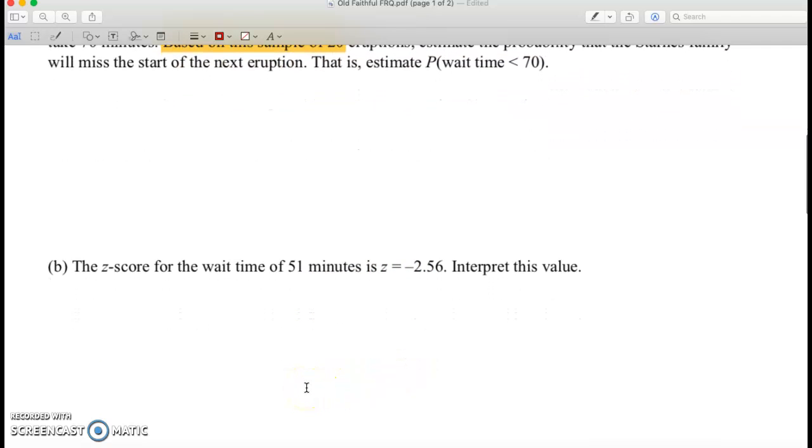The correct answer would be that a wait time of 51 minutes would be 2.56 standard deviations below the mean wait time. That's what the negative tells you, that you're below average. And make sure you do say wait time. Don't just say below average, but say below the average wait time. That would give you the context credit as well.